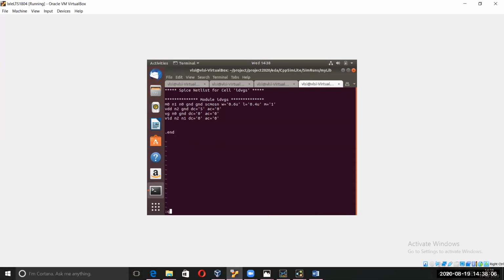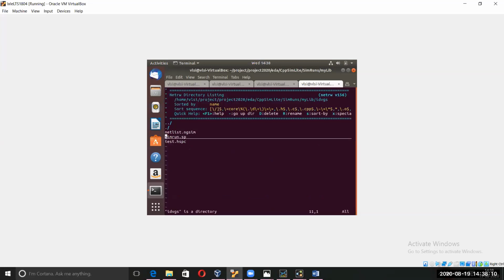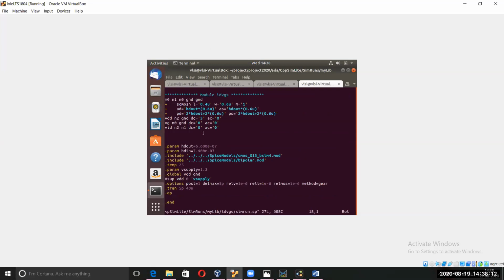This is the Simran file. It has the modules, I mean the subcircuit here. Then these are including the spice model, which will come by default. Then here the supply value.